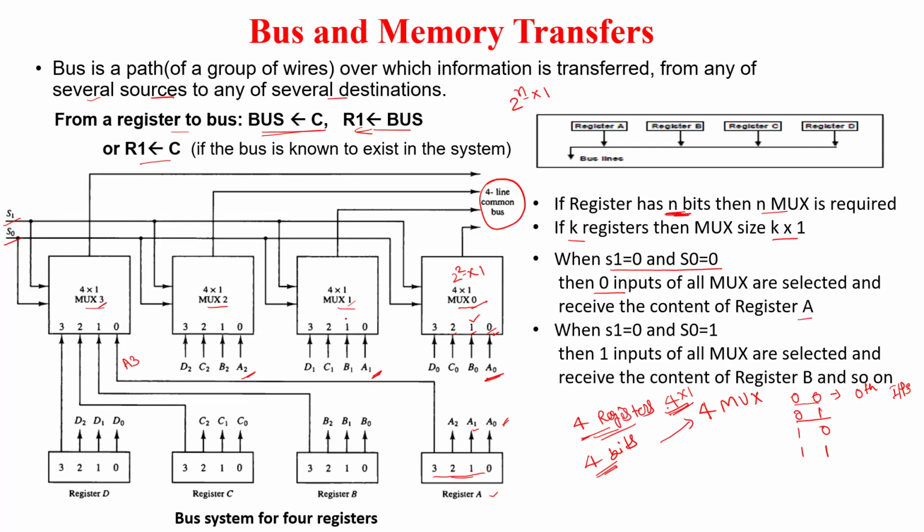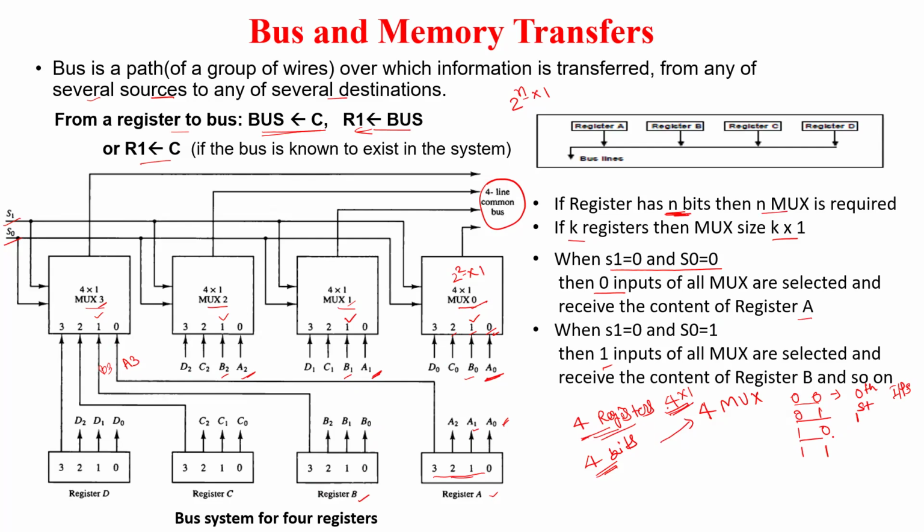And next, when we have the selection line combination 0 1, the first input, which is numbered 1, will be selected. So finally 1 is for register B. Here we have B0, B1, B2, and this will be B3. So finally the contents of register B are selected by the multiplexer and thrown on the bus.